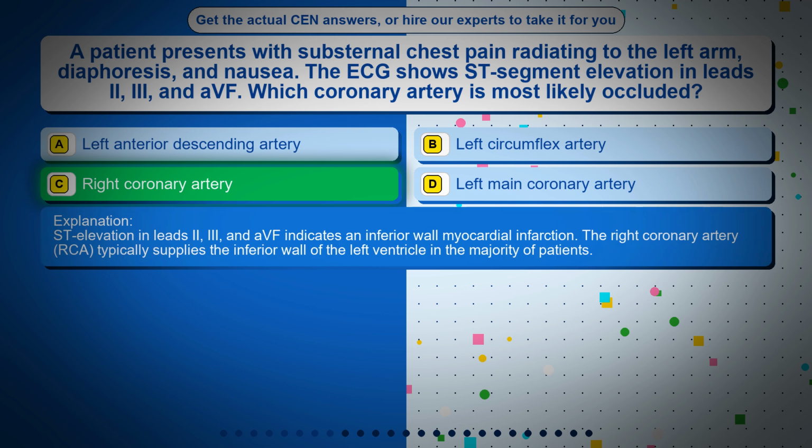ST elevation in leads II, III, and aVF indicates an inferior wall myocardial infarction. The right coronary artery, RCA, typically supplies the inferior wall of the left ventricle in the majority of patients.